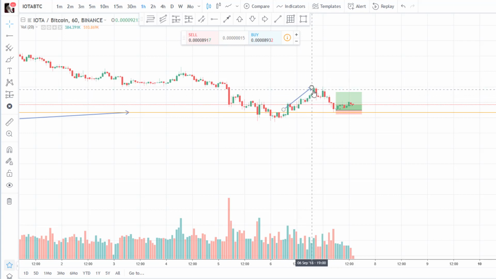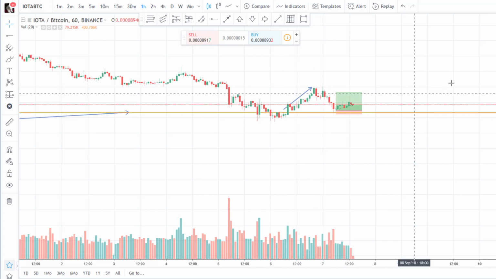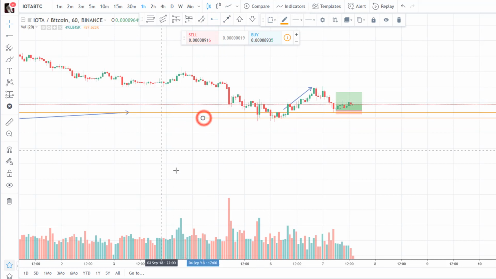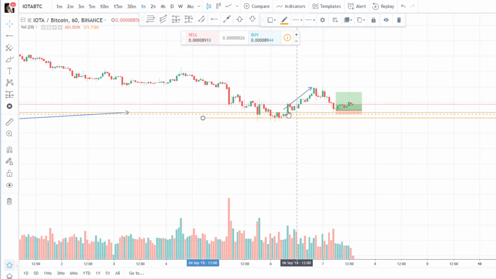And it does, from what we see, because just a simplistic view of the market is this is support, and that this is another area of support as well.